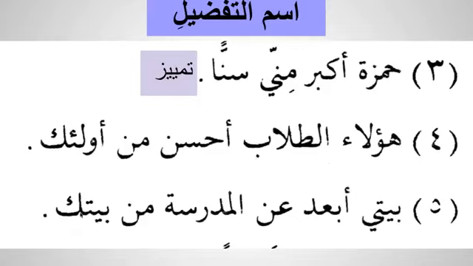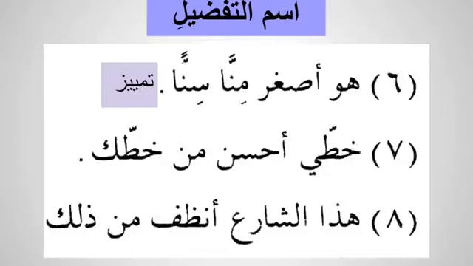So baitika, we know it is ism majroor, so it will be baiti and ka mudaf ilayhi. Again here, huwa asgharu minna, he is smaller than us. How is he smaller than us? In sinnan. So this is a tam'iz to clarify the ambiguity.